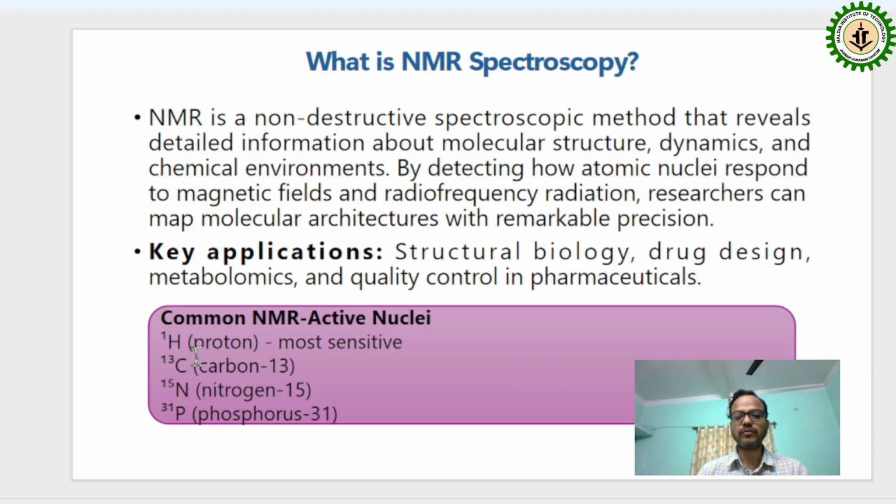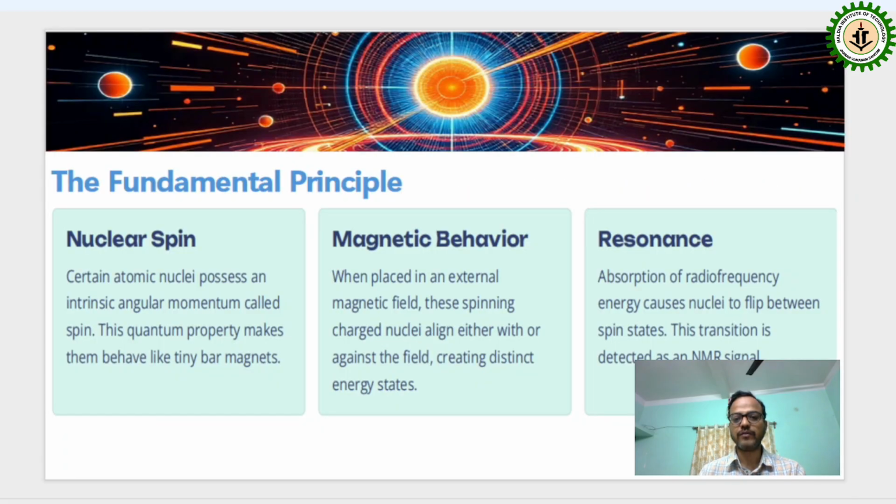So H1 is the most relevant because it is not radioactive, and without H we cannot think of any biomolecule. So H is the most effective and important NMR active atom, present in almost all biomolecules. So proton NMR, or PNMR or HNMR, is the most effective way for determining the structure of biomolecules.